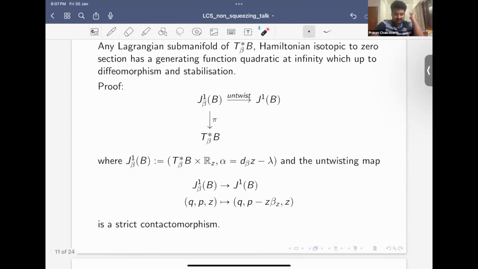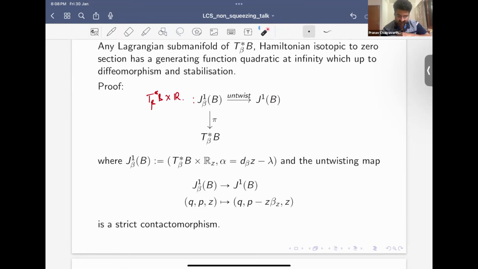So basically, you can take the twisted cotangent bundle and look at the twisted jet bundle, which is just the twisted cotangent bundle times R. Because you have an exact Lagrangian here, you can lift it to the twisted jet bundle. And it so turns out that the twisted jet bundle is in fact contactomorphic, via a strict contactomorphism, to the untwisted jet bundle.